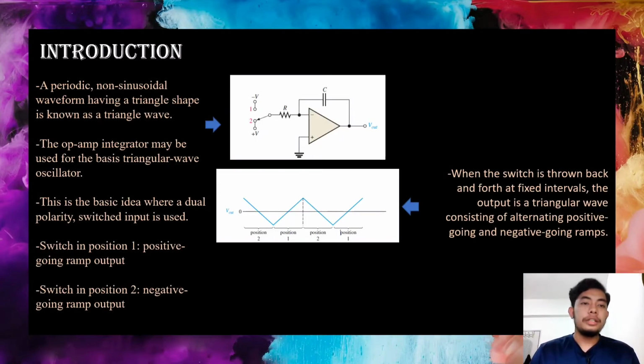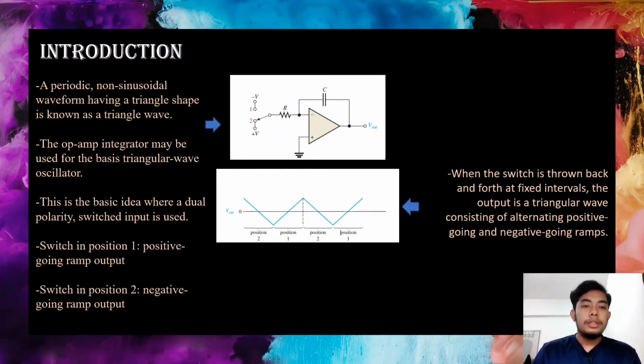Okay, the first one is the introduction of the triangular wave oscillator. A periodic non-sinusoidal waveform having a triangle shape is thought of as a triangle wave. The difference between a triangle wave and a sawtooth wave is usually misunderstood. A triangle wave's primary distinguishing trait is that its rise and fall times are equal, whereas a sawtooth wave's rise and fall times are unequal.